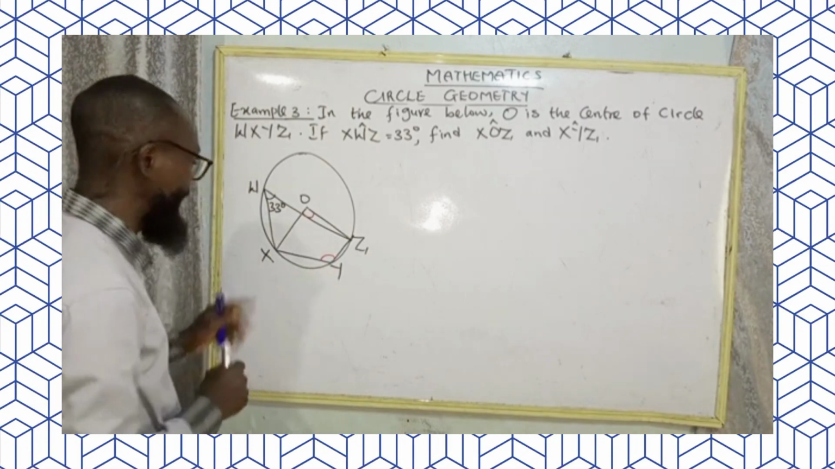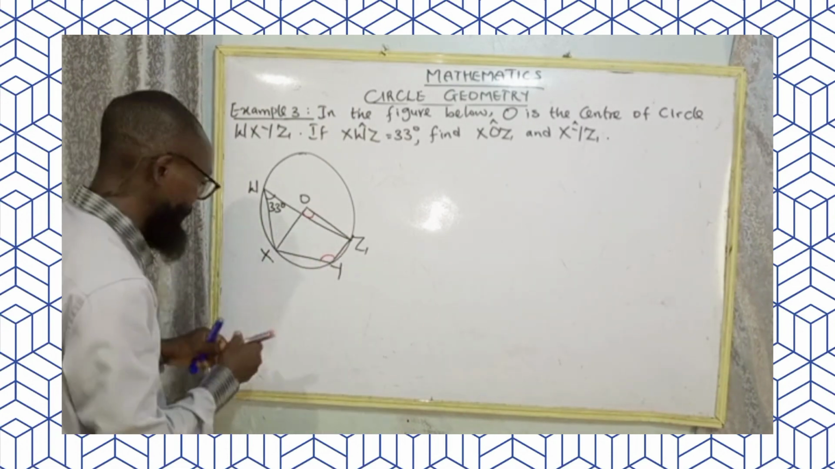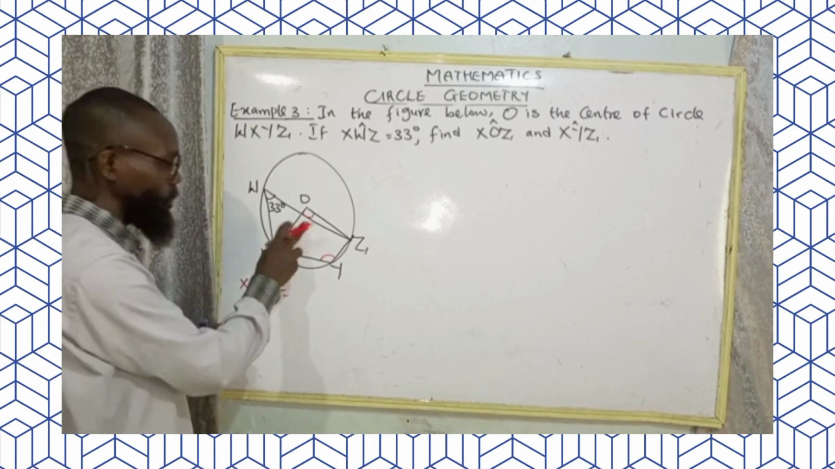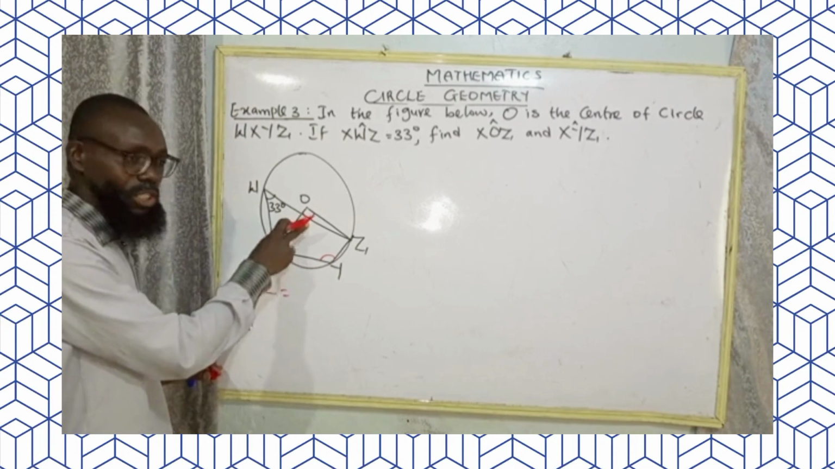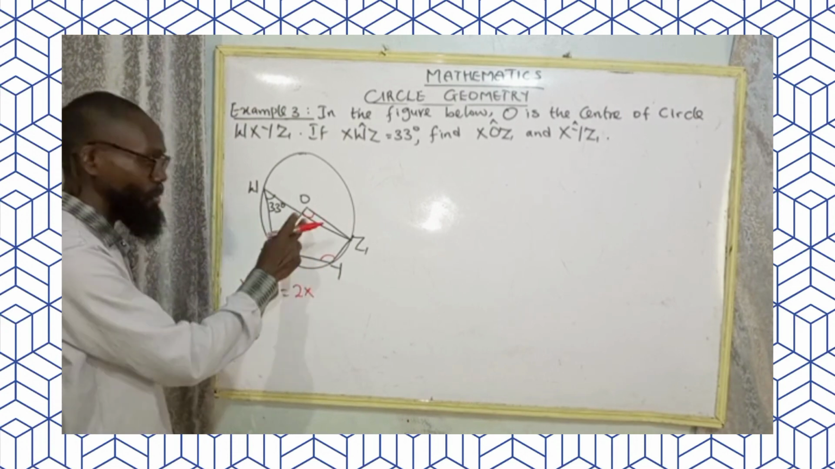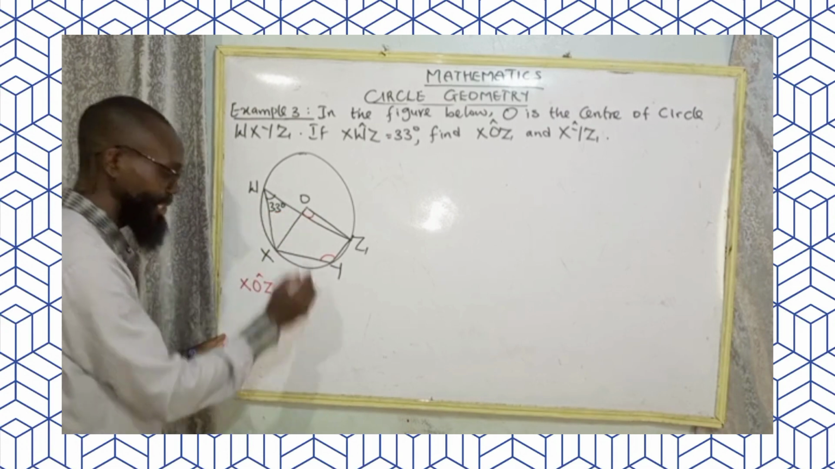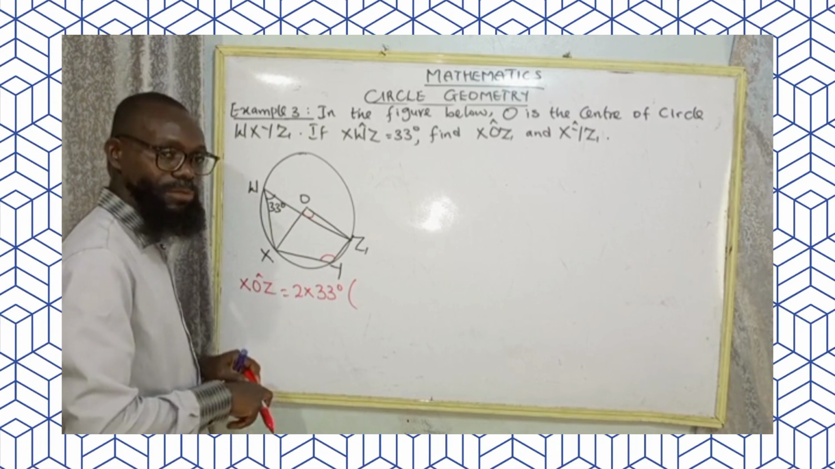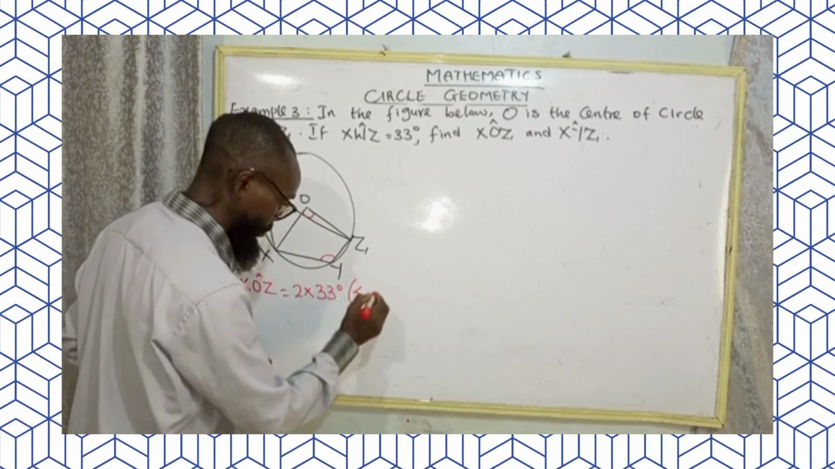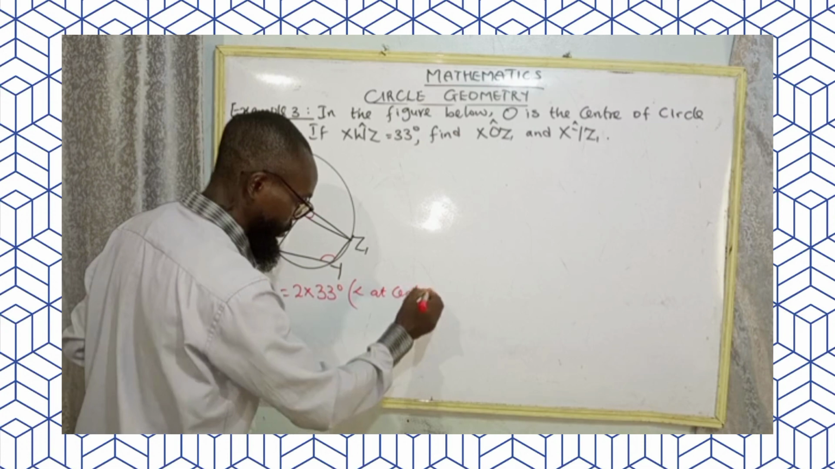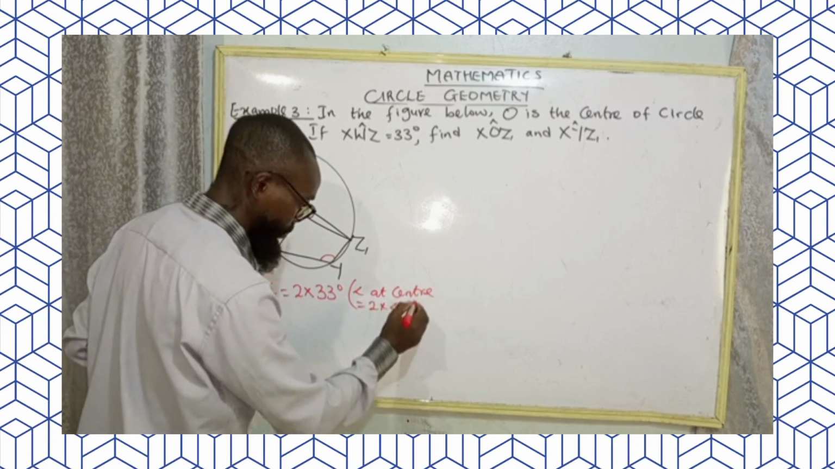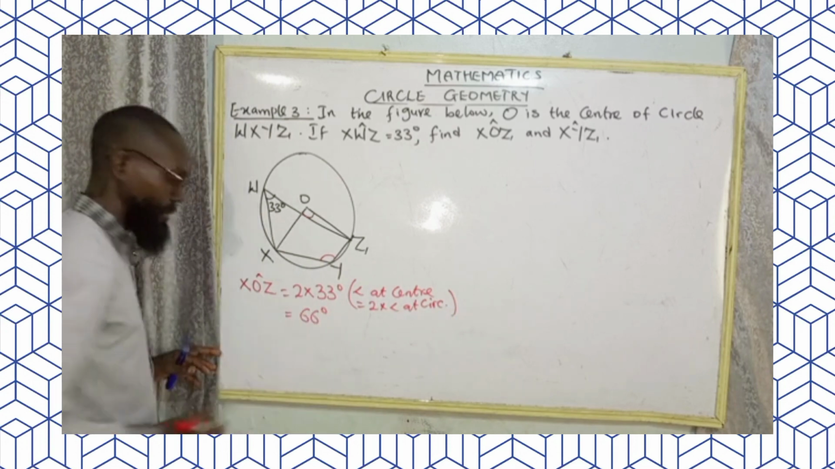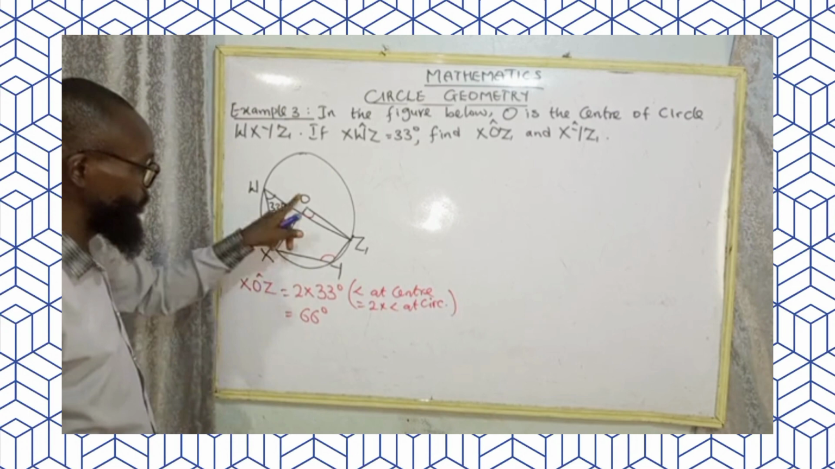Now the first thing is to get the value of XOZ. So angle XOZ is the angle at the center, which equals 2 multiplied by the angle at the circumference. And the circumference angle is this 33 degrees. Reason: angle at the center is equal to 2 times angle at the circumference. So we have 66 degrees. Now we've gotten the value of this XOZ.